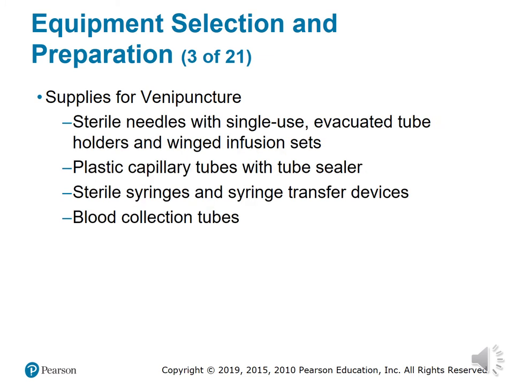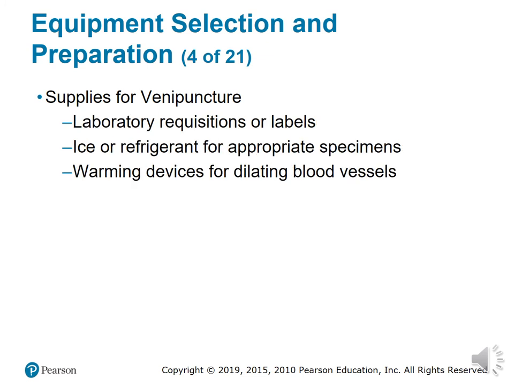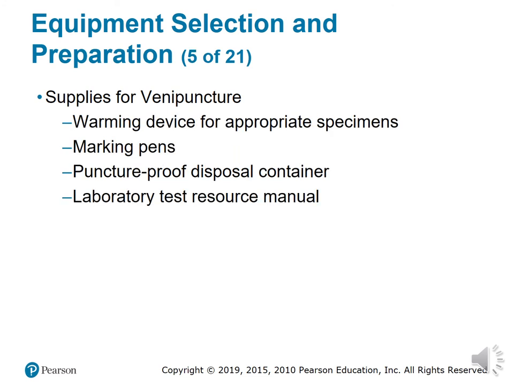All right, sterile needles with single-use vacuum tube holders and winged infusion sets, plastic capillary tubes with tube sealer, sterile syringes and syringe transfer devices, blood collection tubes, laboratory requisitions or labels, ice or refrigerant for appropriate specimens, warming devices for dilating blood vessels, warming device for appropriate specimens, marking pens, puncture-proof disposal containers, laboratory test resource manual.